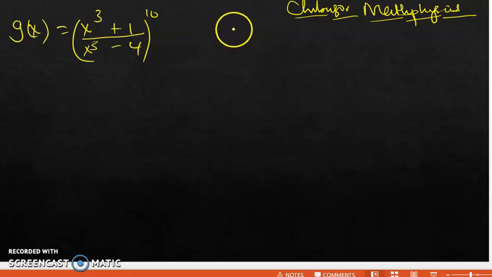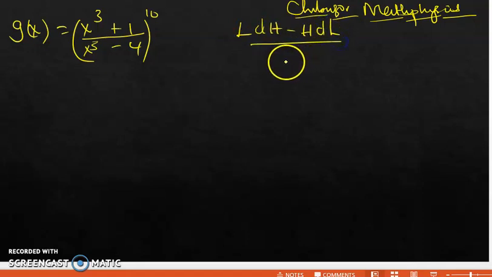Quotient rule simply means use this mnemonic: low d-high minus high d-low, divided by low squared. This is one of the mnemonics we simply use to remember quotient rule.